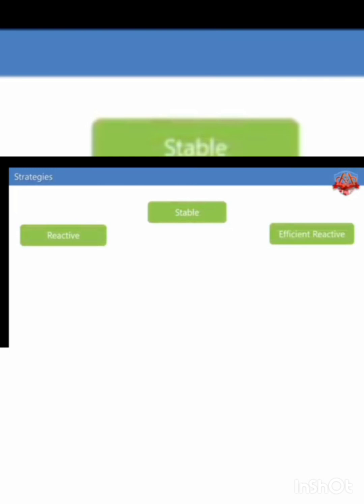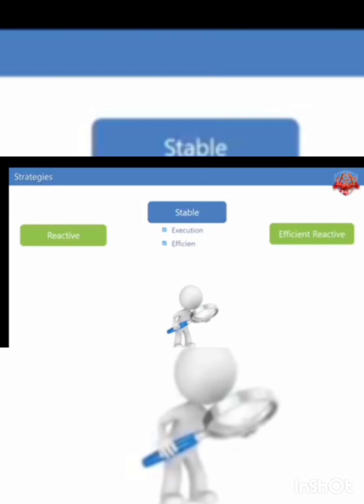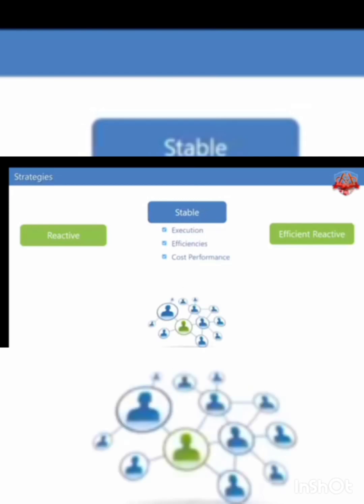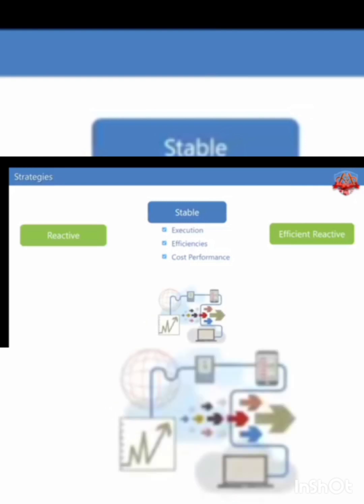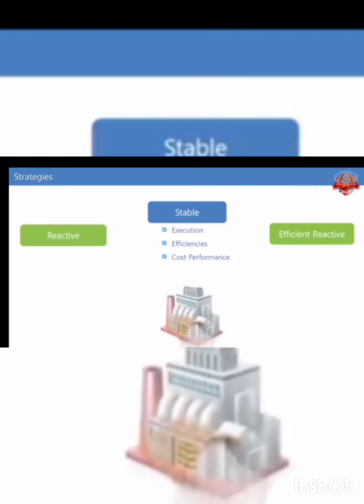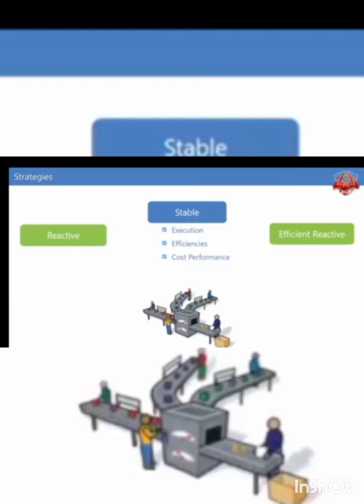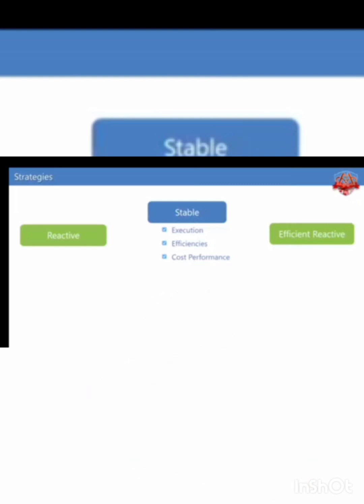So coming to strategies, there are three types of supply chain strategies. First one, reactive, stable, and efficient. Stable supply chain strategy is appropriate for chains that focus on execution, efficiency, and cost performance. They use simple connectivity technologies and have little need for real-time information. For example, table salt manufacture uses scale production and dedicated capital assets.